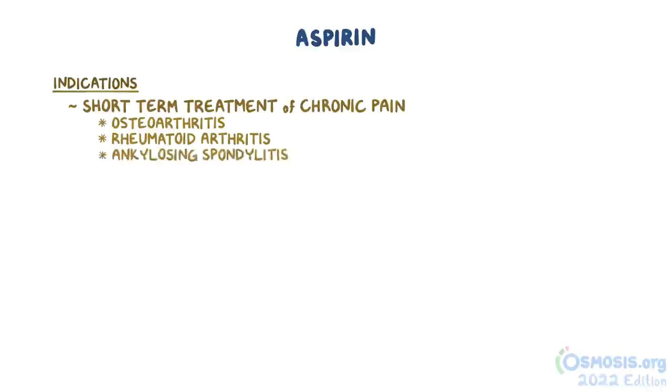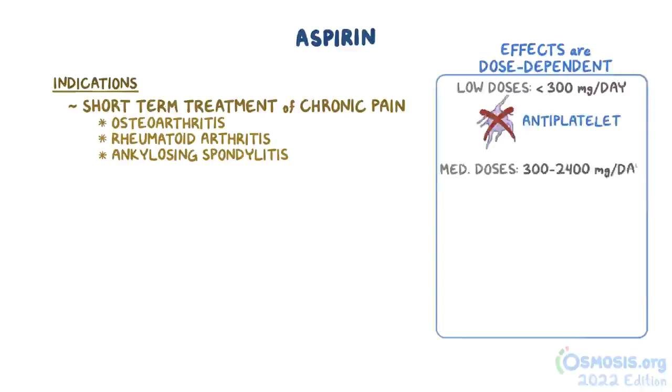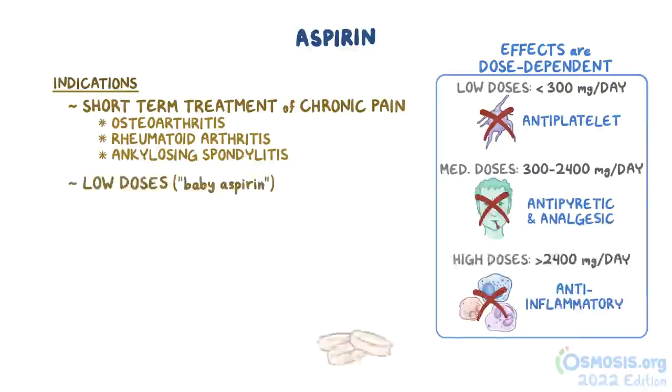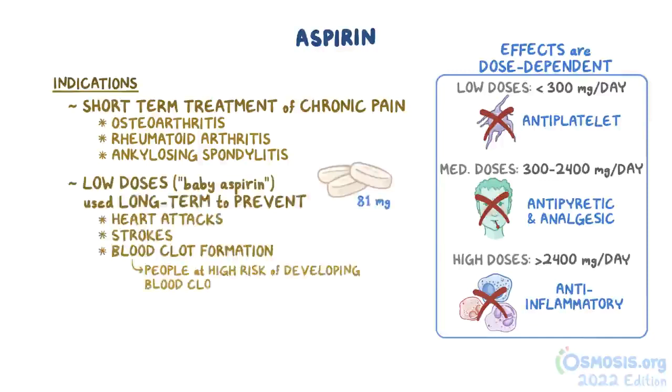It's important to note that the effects of aspirin are dose-dependent. Low doses under 300 milligrams per day work as an antiplatelet medication. Medium doses between 300 and 2400 milligrams per day work as an antipyretic and analgesic. And high doses over 2400 milligrams per day work as an anti-inflammatory medication. Low doses, or baby aspirin, in the form of 81 milligram tablets are used long-term to help prevent heart attacks, strokes, and blood clot formation in people at high risk of developing blood clots.